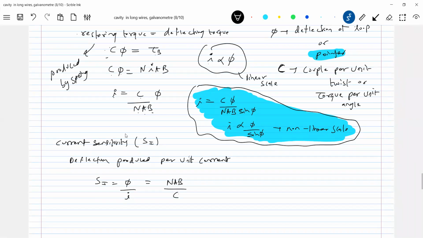So what do you mean by current sensitivity? Even if you send a small current, the pointer should deflect, no? Then only it is called sensitive. Means if I send a microampere, 10 microampere, I should be able to measure the 10 microampere.